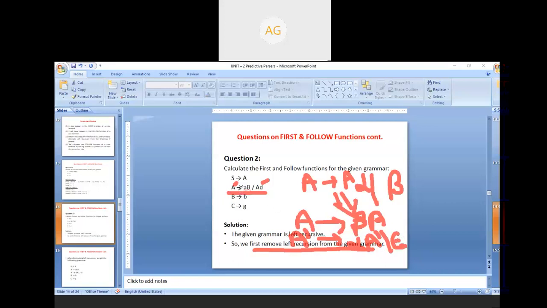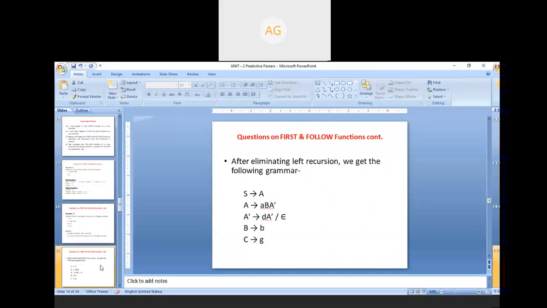So here we have the production A produces AD. Apply this rule. After applying this rule, we have the grammar which is free from left recursion. So first you need to reach this grammar at this step. You need to eliminate the left recursion. Once we apply the general rule here, A gives beta A dash, and then A dash gives alpha A dash / epsilon. So our original grammar changes to this grammar first, and after that we can calculate the first symbol.